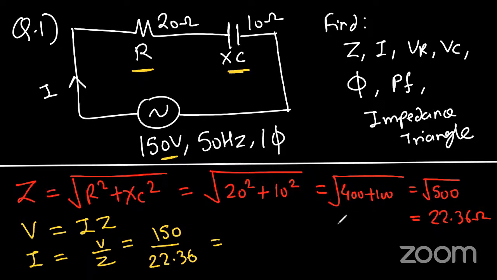समझ आ गया रोहित? तो Z आ गया 22.36. Anyone hand out? कुछ भी डाउट होगा तो पूछो. रोहित कुछ डाउट होगा? So what is the value of I? The I is 8.94. Let me check. I is 8.94. बाकी सबको आ गया?